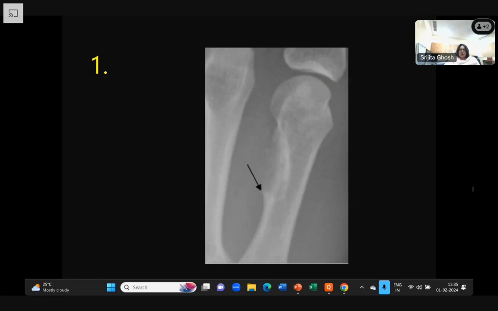I have given a marker to show you what is the entity that I'm asking. What is that entity? Please think, Codman's triangle. It's a Codman's triangle.